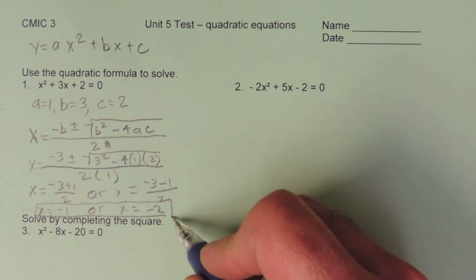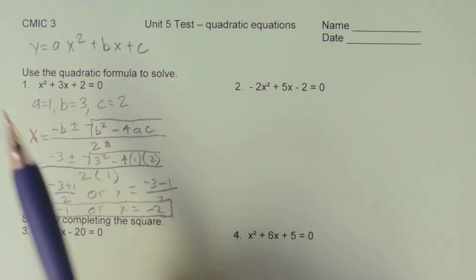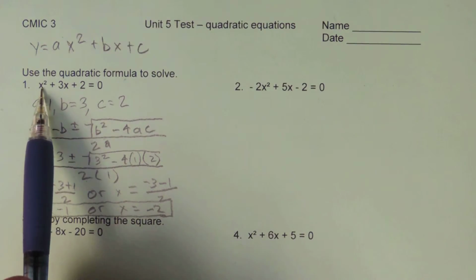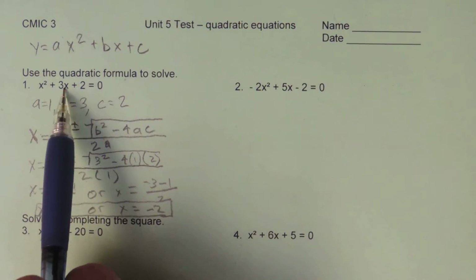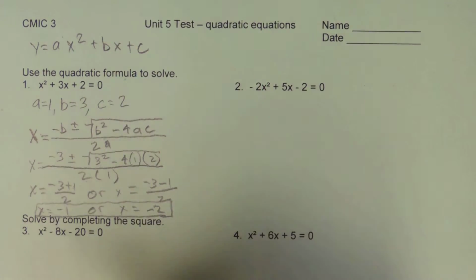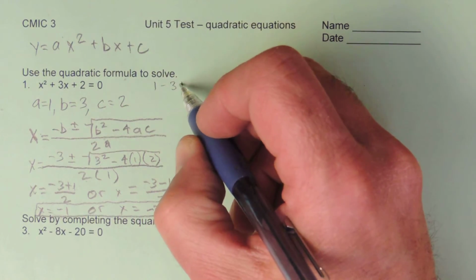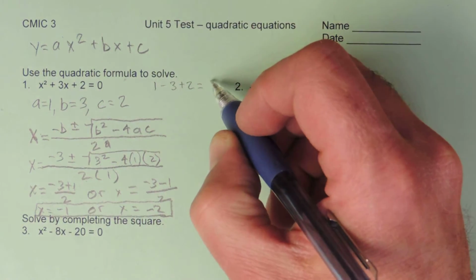It's always a good idea to convince yourself that that did in fact work. If I go back up here, negative 1 squared is positive 1. 3 times negative 1 is negative 3. And then I have 2, so I end up with 1 minus 3 plus 2, and that does equal 0.